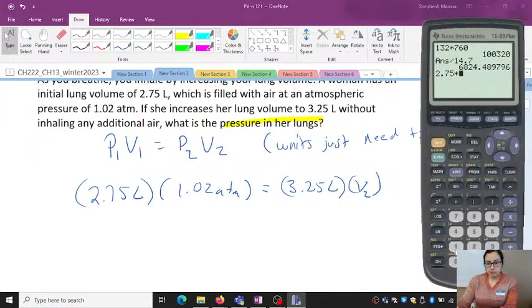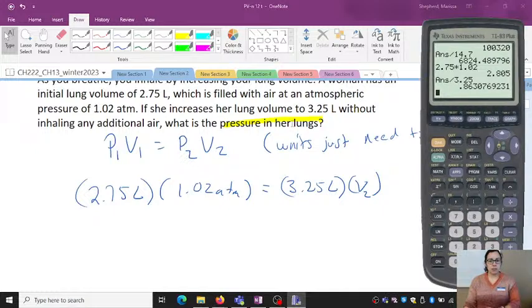Go for it. 0.86, is that what other people got? I see nods. I can punch it in. So that looks excellent. And that makes sense, right? We expect it to be a lower pressure, and always do a little sanity check on yourselves. It's easy to punch something in wrong on the calculator.